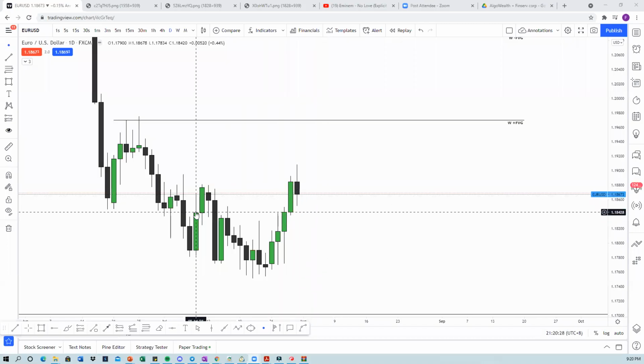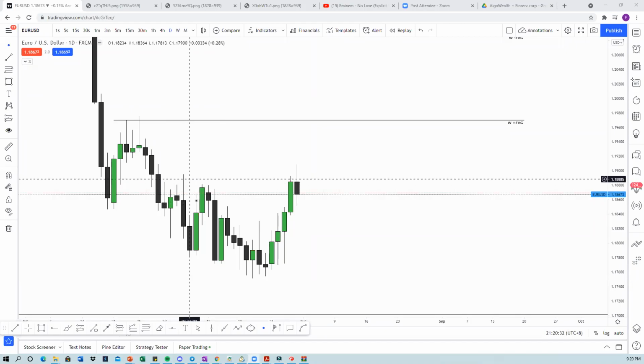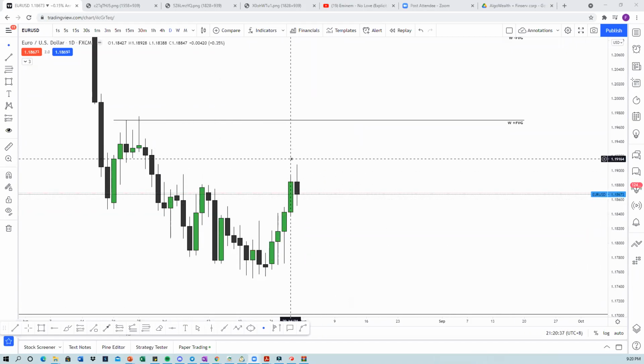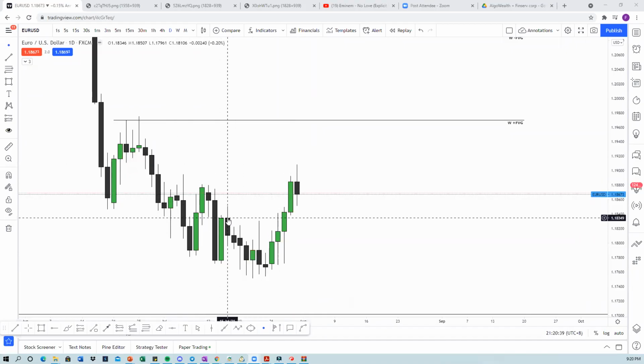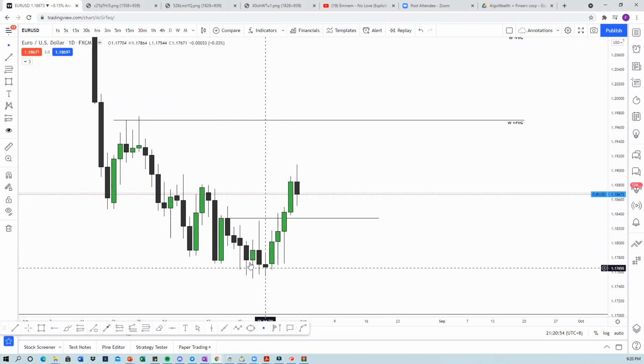So now we understand that this is a stop hunt up and a move down, and then price broke higher. From this point, this particular area here should be, if I'm right, reactive. So this is an order block.